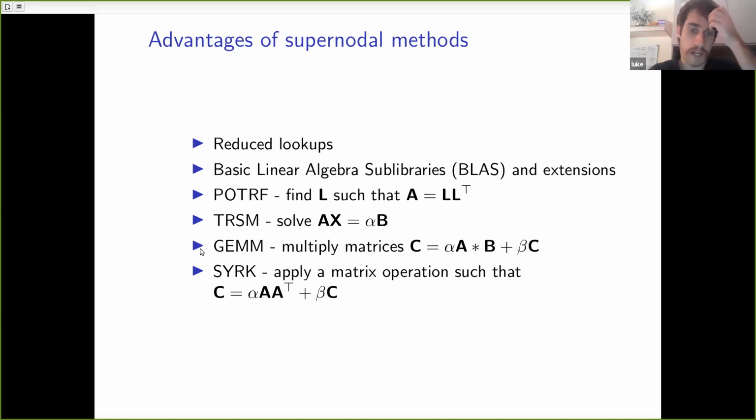Level 3 BLAS is stuff that does matrix algebra, and it usually involves operations of the order of the cube of the order of the matrix, while there's also level 2 BLAS, which is usually matrix-vector algebra, and it involves operations of the order of the square of the order of the matrix.